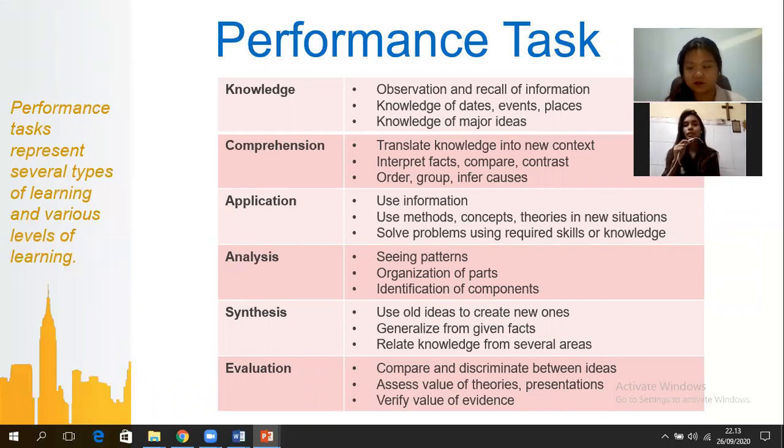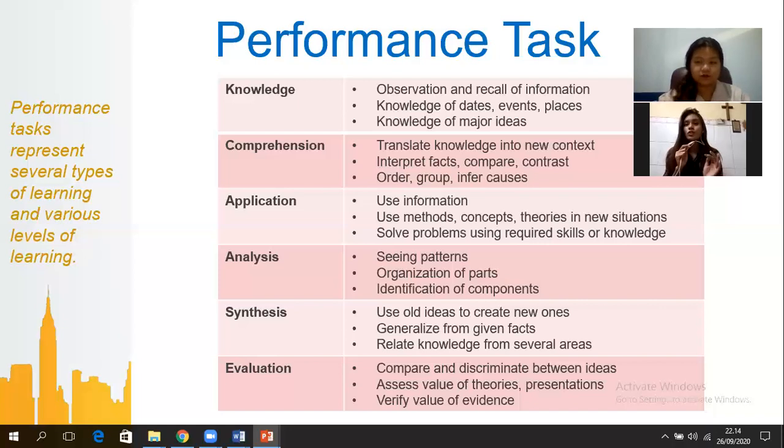Okay, so this is for the performance task, or the second-person tour. Performance tasks here represent several types of learning and various levels of learning that we need to use for the students in order to achieve the goals. So the first one is their knowledge. So how do we do this?